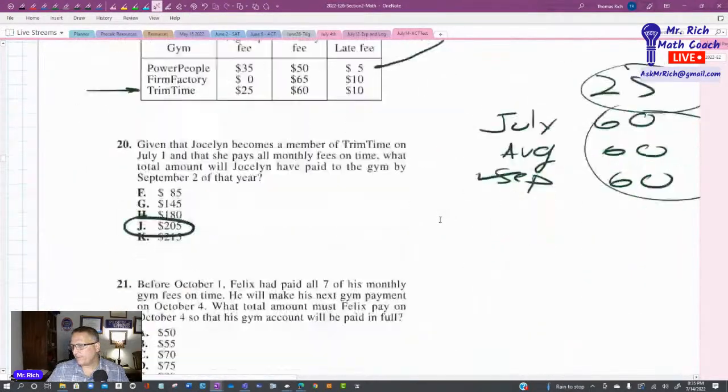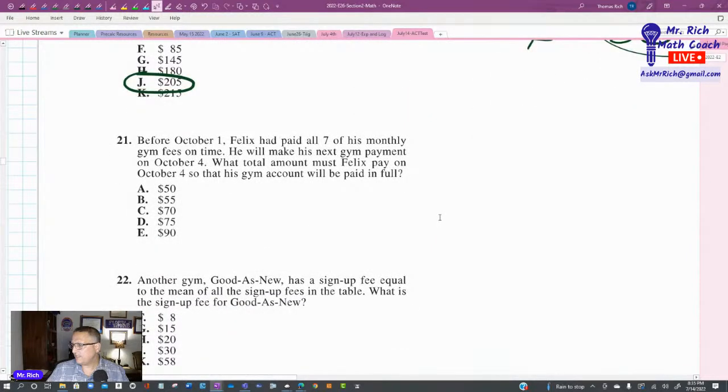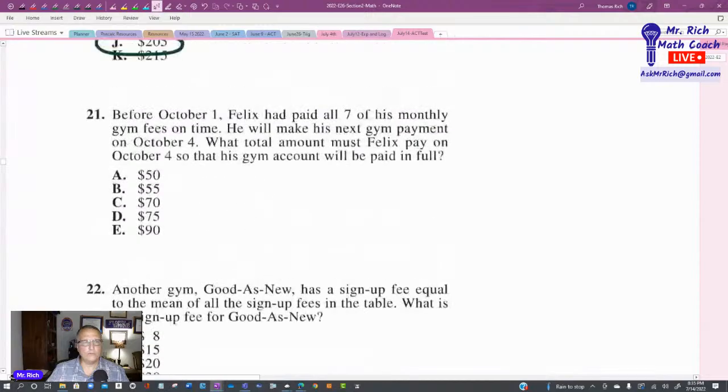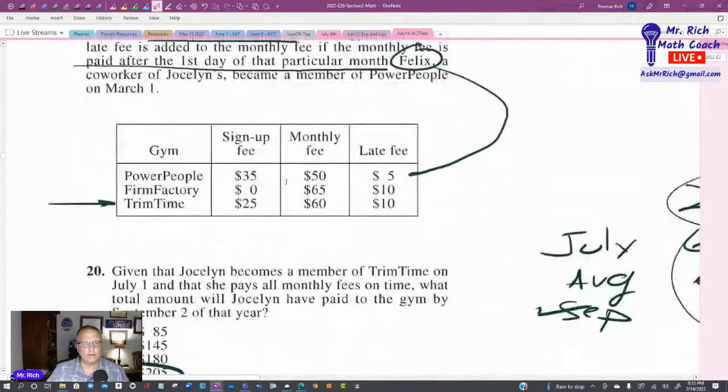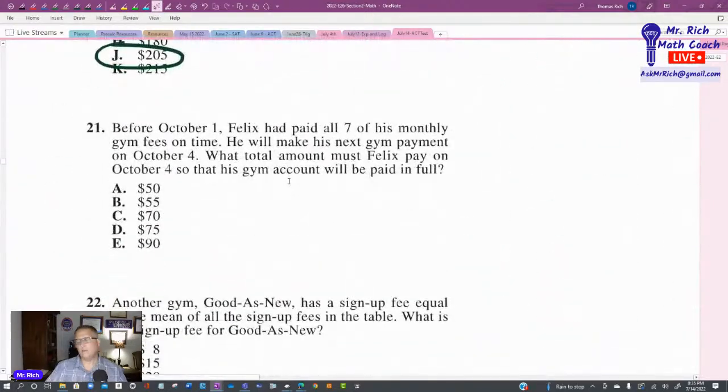All right, let's continue our journey here. I'm going to start with number 21. And so this is a continuation on this 3-part problem. Here we go. So 21 says that before October 1st, Felix had paid all 7 of his monthly gym fees on time. He will make his next gym payment on October 4th. What total amount must Felix pay on October 4th so that his gym account will be paid in full?